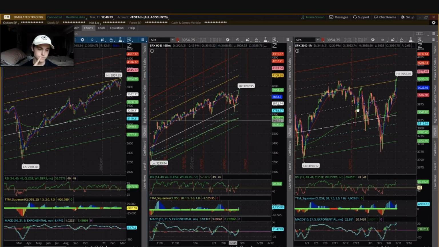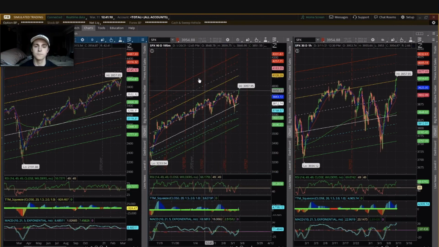So I'm looking at the hourly primarily, which is this right side chart. The middle chart's a 195-minute chart, which basically just splits the day in half. So each bar is splitting the day in half. And then, of course, we have the daily, a 2-year daily for me is how I like to use.